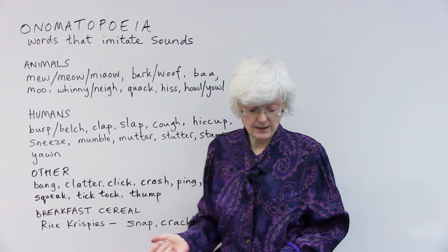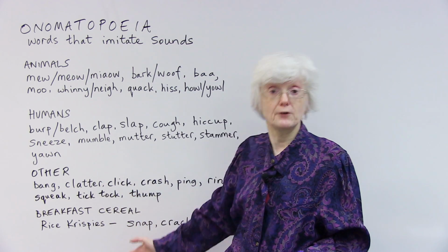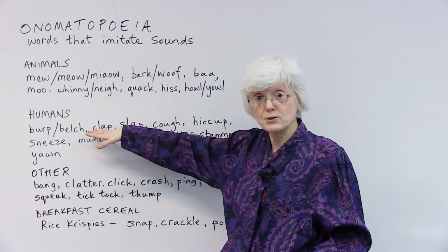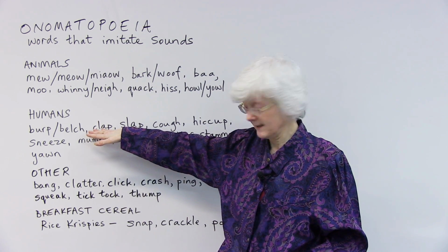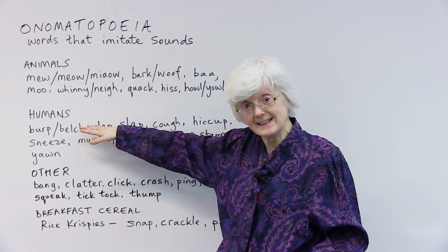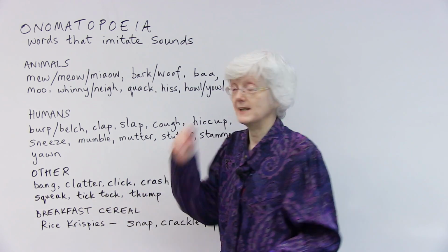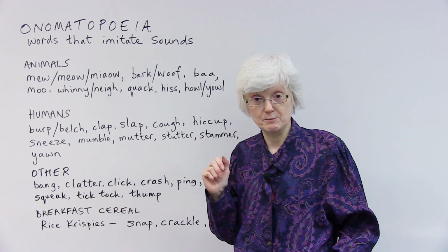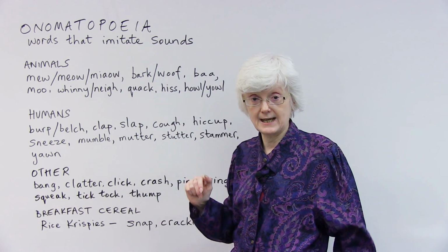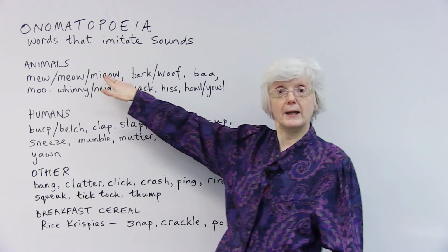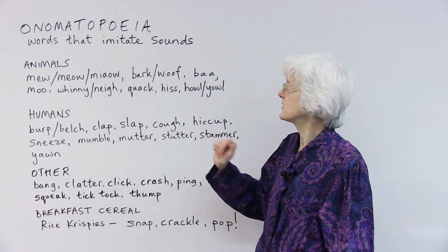You probably have words for sounds, but they won't be exactly the same as the English version. Okay, so I've divided them into three categories: sounds of animals, sounds that humans can make, sometimes embarrassing, and other sounds. Okay, so let's start with the animals. So we've already had the cat sound, meow. So that's the kind of spelling we have for that.